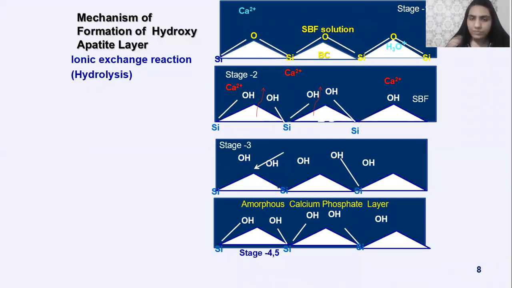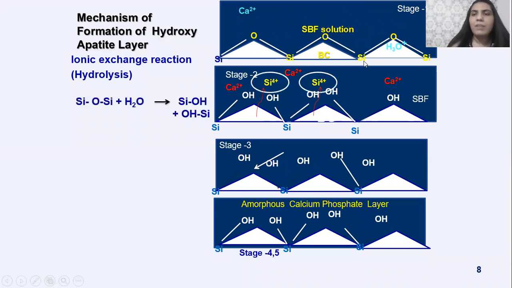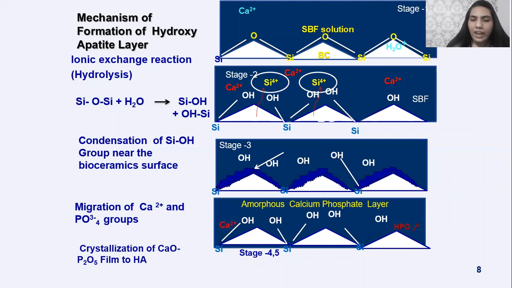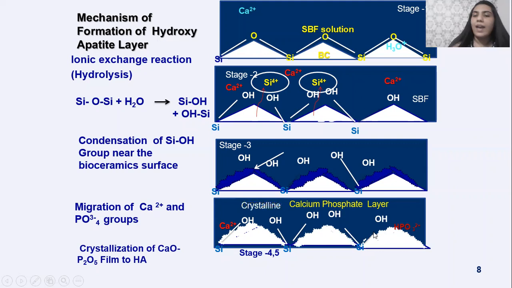So in this, the hydronium ion enters the network with the release of calcium ion, then silicic acid is released with the formation of silanol groups, and further the condensation of silanol groups near the bioceramic surface. This blue color layer is indicating that. Then the migration of calcium and phosphate ions onto this layer with the formation of this white color layer, that is the apatite layer, which mimics the human bone.